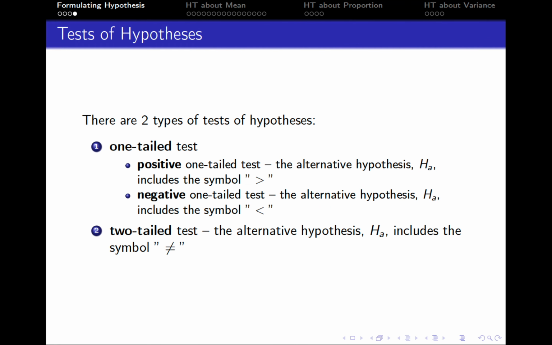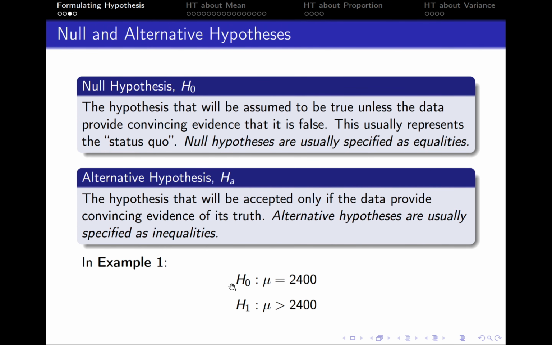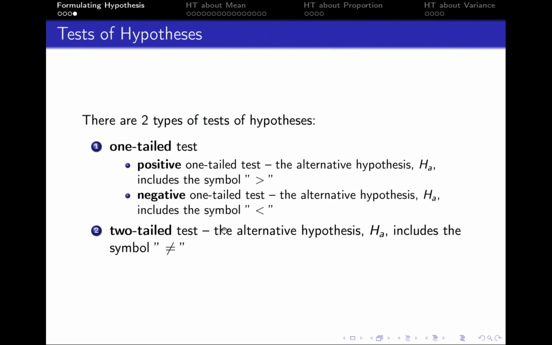What you need to know is that there are two types of tests of hypothesis: one-tailed test and two-tailed test. In its turn, the one-tailed test can be split into two types: positive one-tailed test, or upper tail test, and negative one-tailed test, or lower tail test. If it's a positive one-tailed test, the alternative hypothesis will include the symbol higher. If we go back to this example, we can see that this is a positive one-tailed test. A negative one-tailed test is when the alternative hypothesis includes the symbol lower. As for the two-tailed test, the alternative hypothesis will include the symbol is not equal to.